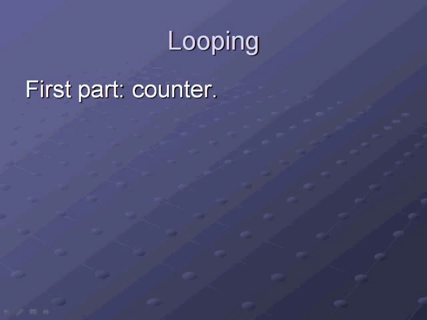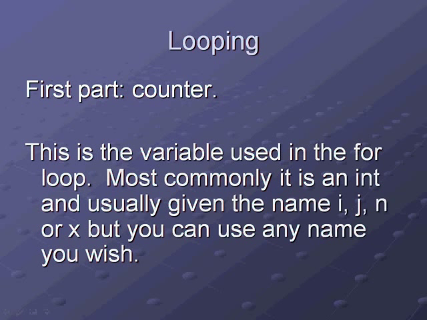So the first part we're looking at is the counter. And this is the variable used in the for loop. Most commonly it's an int or an integer. Could be short, int, long, whatever, double even. And usually given the name i, j, n, or x, but you can use any name you wish. That's the standard rule of variables. You can name the variable anything you want to.